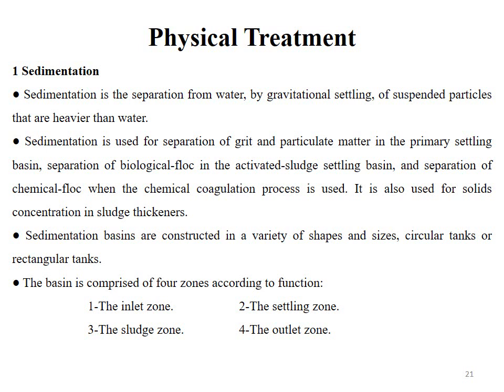And these suspended particles, which are separated out from water in sedimentation, may be of any liquid other than water, or any solid material that is suspended in the water. Sedimentation is used for separation of grit and particulate matter in the primary settling basin. It is also used in separation of biological floc in the activated sludge settling basin, and in the separation of chemical floc when the chemical coagulation process is used. And it is also used for solid concentration in sludge thickeners.